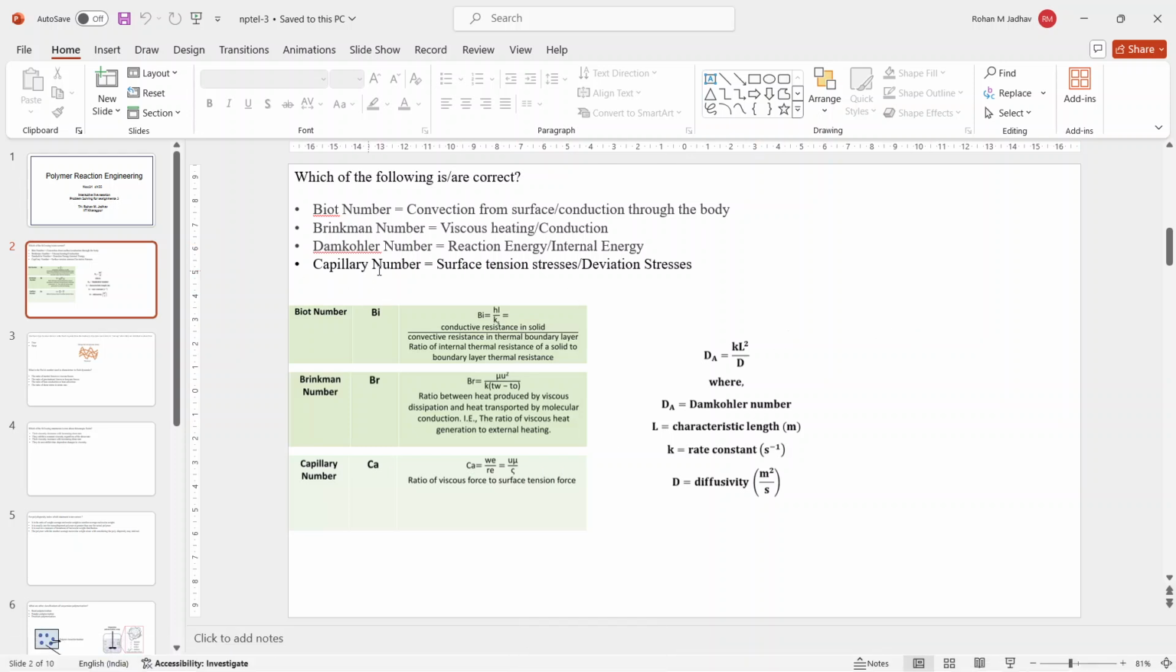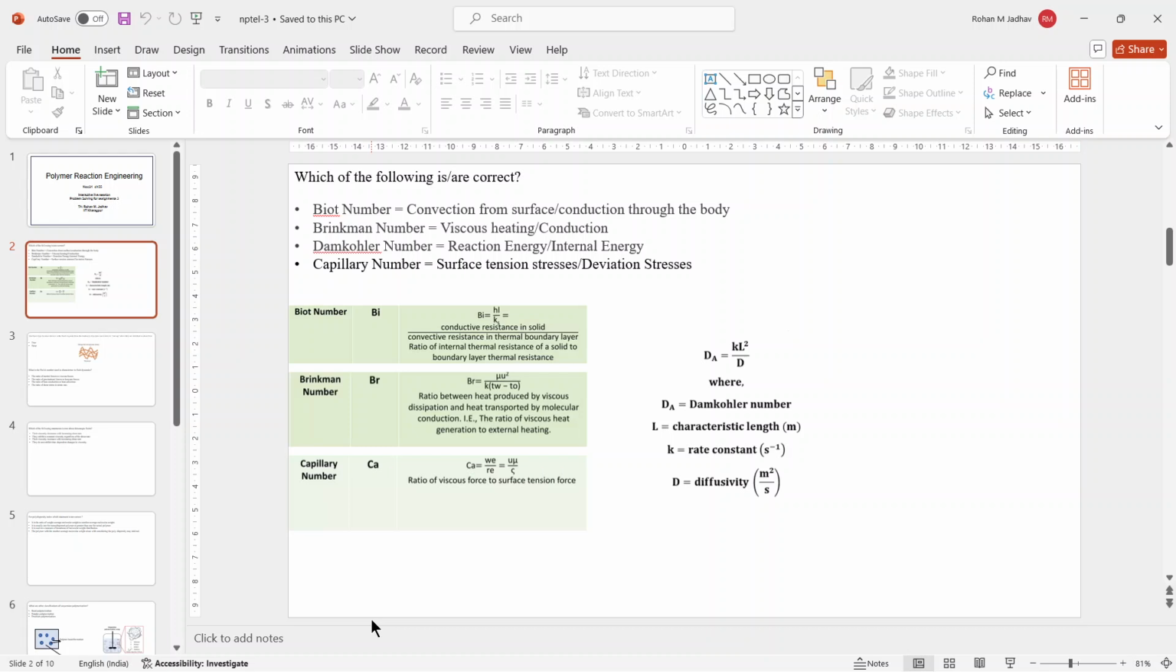Next, we have the capillary number, which is defined as the surface tension stresses divided by the deviation stresses. Now, the definition here says that it's the ratio of the viscous force to the surface tension. So it is not according to the definition which has been given right here. Capillary number is usually used for interfaces where there are maybe immiscible liquids, or sometimes the action of one liquid over the other. So in that case, you define the capillary number.